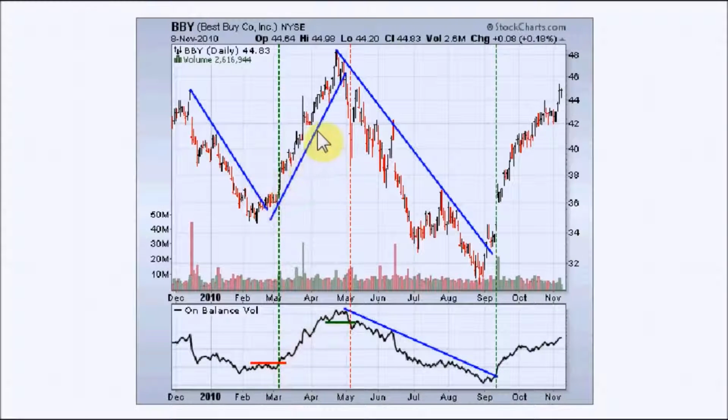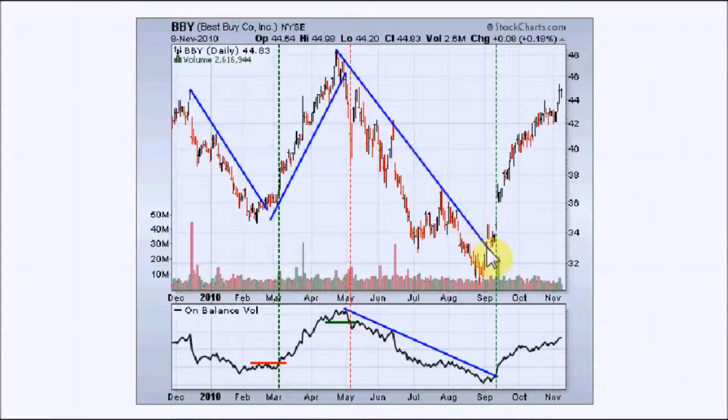The trend line is up. Right here it broke below it. So if you go down here, this is the day it broke below this level of support. And the stock fell hard. Then the trend is down.